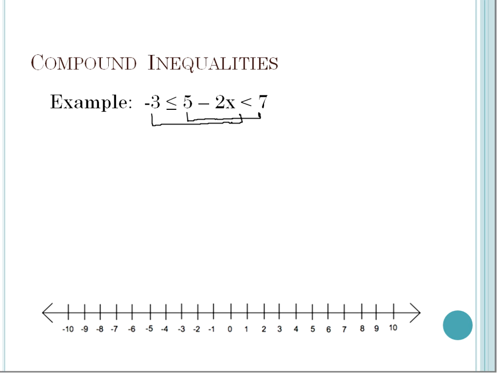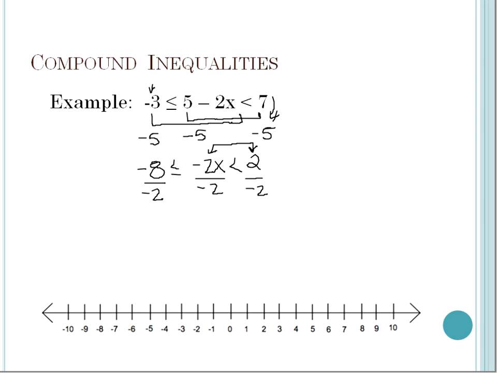Excellent. So someone says, take away 5, and I'm going to take away 5 from all three sides. 5 minus 5 in the middle is going to give me 0, and -3 minus 5 is -8. And now I have 7 minus 5, which is 2. Excellent. So someone says divide everything by -2. And if I looked at them separately, when I divide the inequality -2x is less than 2 by -2, what happens to that inequality sign? Excellent. It's going to reverse.